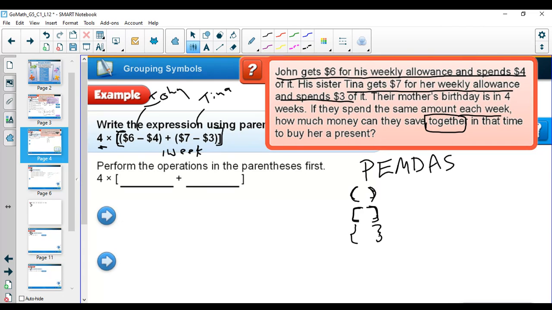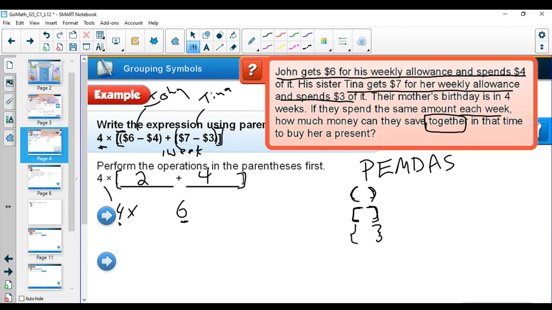6 minus 4 means that each week John only saves $2. 7 minus 3 means that each week Tina saves $4. So we solved our parentheses first. Now that we've solved our parentheses, we need to solve our brackets. 2 plus 4 is 6. We're going to bring down our 4 we're multiplying by. And now, each week together, they save $6.